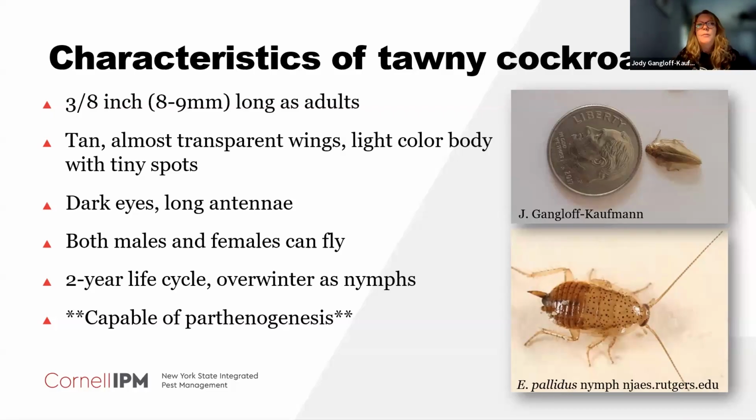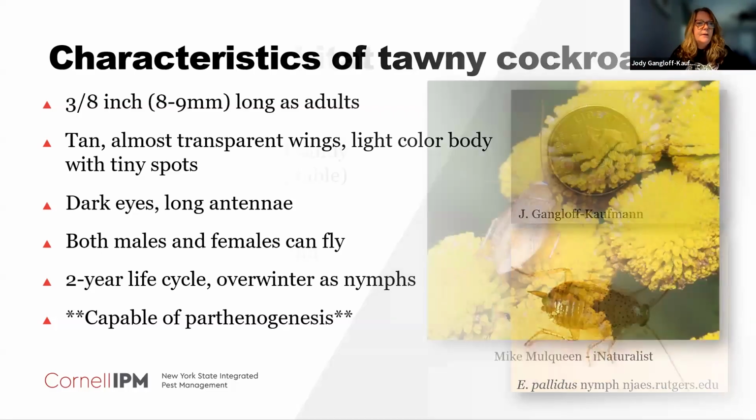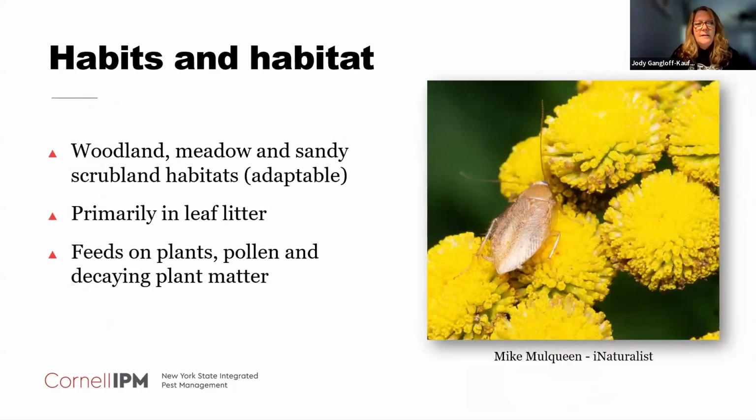And they may be capable of parthenogenesis, and that could really change the picture. That means females only, and females giving rise to females entirely. So that could change the population dynamic, if that's true. They tend to hang out in woodland, meadow, and sandy scrubland habitats, just natural habitats with leaf litter. That's where they like to be.